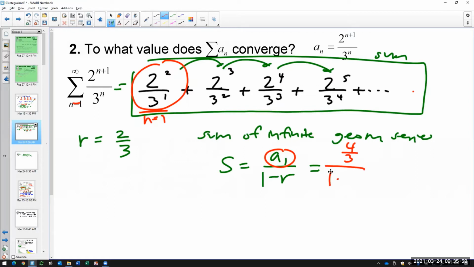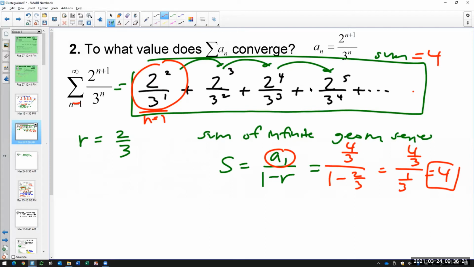Okay, I'm going to put it over 1 minus R, and you get 4/3 over 1/3, which is 4. And so this sum, if I added this up to infinity, I would get 4. Does that make sense to you? What is the difference between a sequence converging and a series converging? They're two separate things. All right.